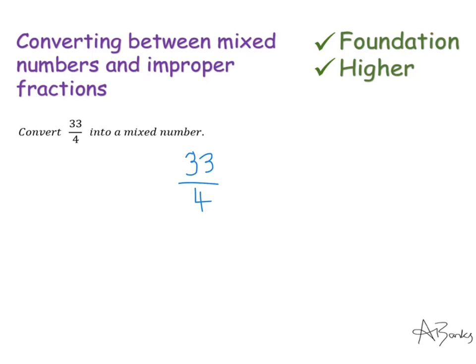So I know that 4 times 8, let's make a side note of this, 4 times 8 is 32, and I can't go any further than that. If I do 4 times 9, that's 36, and I don't have enough quarters. So I can make up 8 whole ones out of this, because 32 quarters is 8 whole ones. And if I use 32 quarters to make my 8 whole ones, there will only be 1 quarter that I haven't used, so it's 8 1/4.